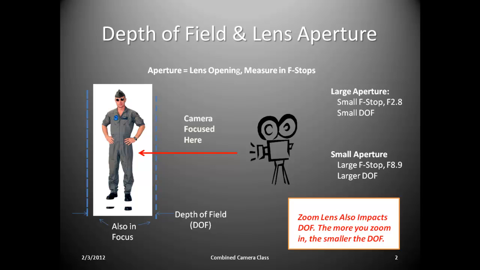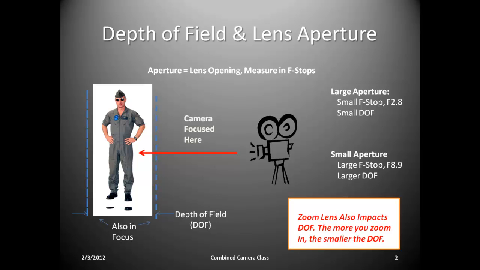Now over there on the right hand side of the screen, you can see where a large aperture, which corresponds to a small f-stop number, something like f2.8 would be a small f-stop number, gives a small depth of field, which means there's only a small distance in front of the soldier's nose and behind his head that is also in focus.